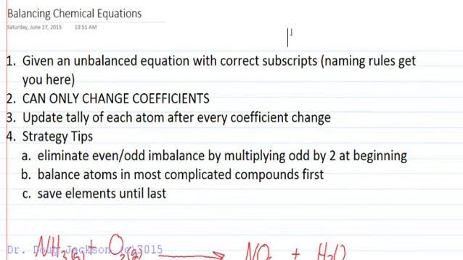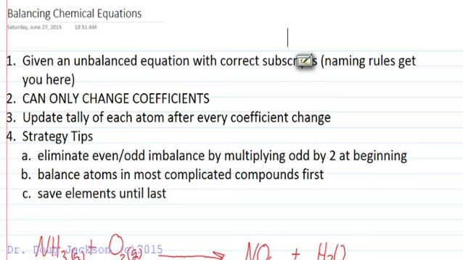Okay, let's talk about the best strategy for balancing chemical equations. So we're assuming that we're given an unbalanced equation that already has the correct subscripts for each atom. So within each molecule or compound we have the correct molecular formula or ionic formula, because we've learned the naming rules already. We've gotten good at this. We are absolutely certain that what we have is correct, minus balancing with respect to coefficients.